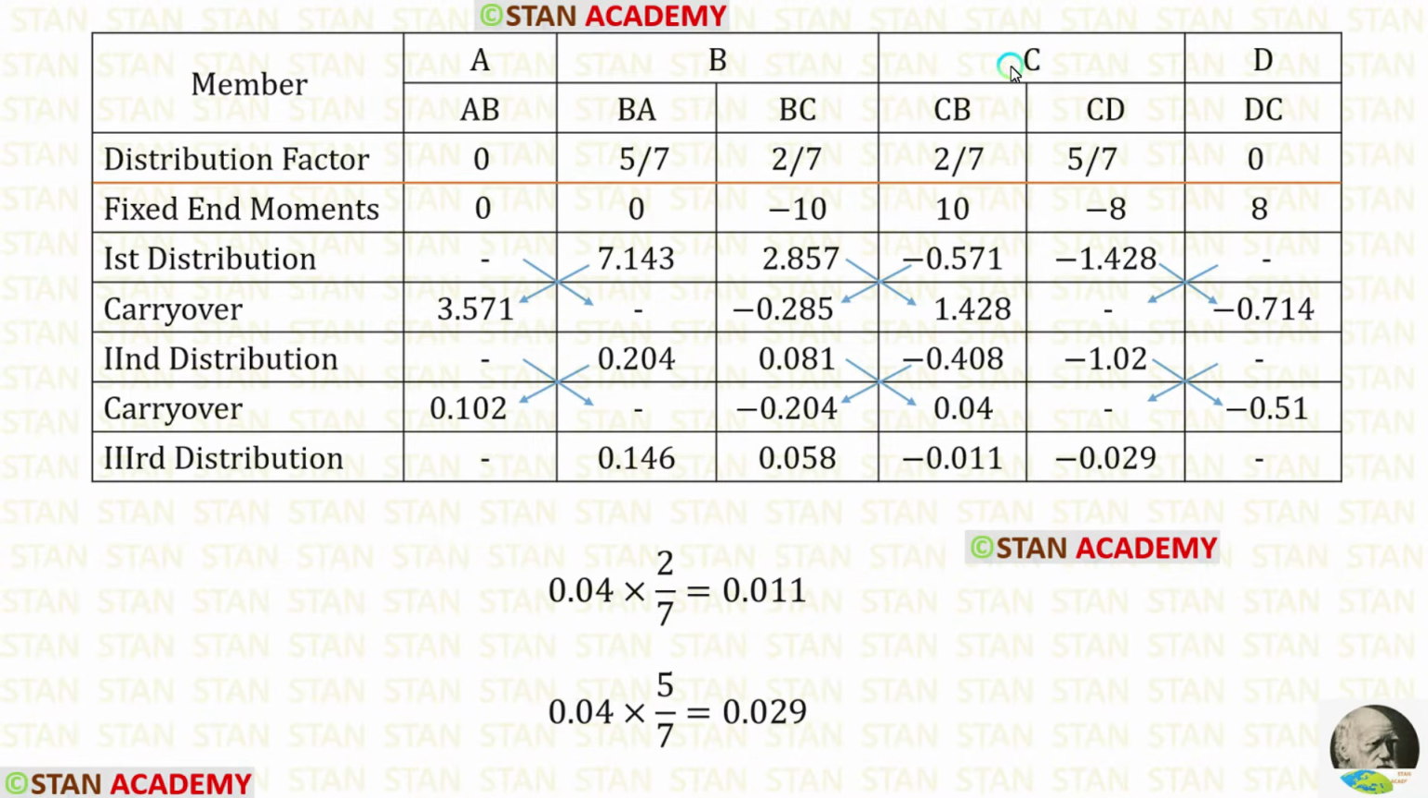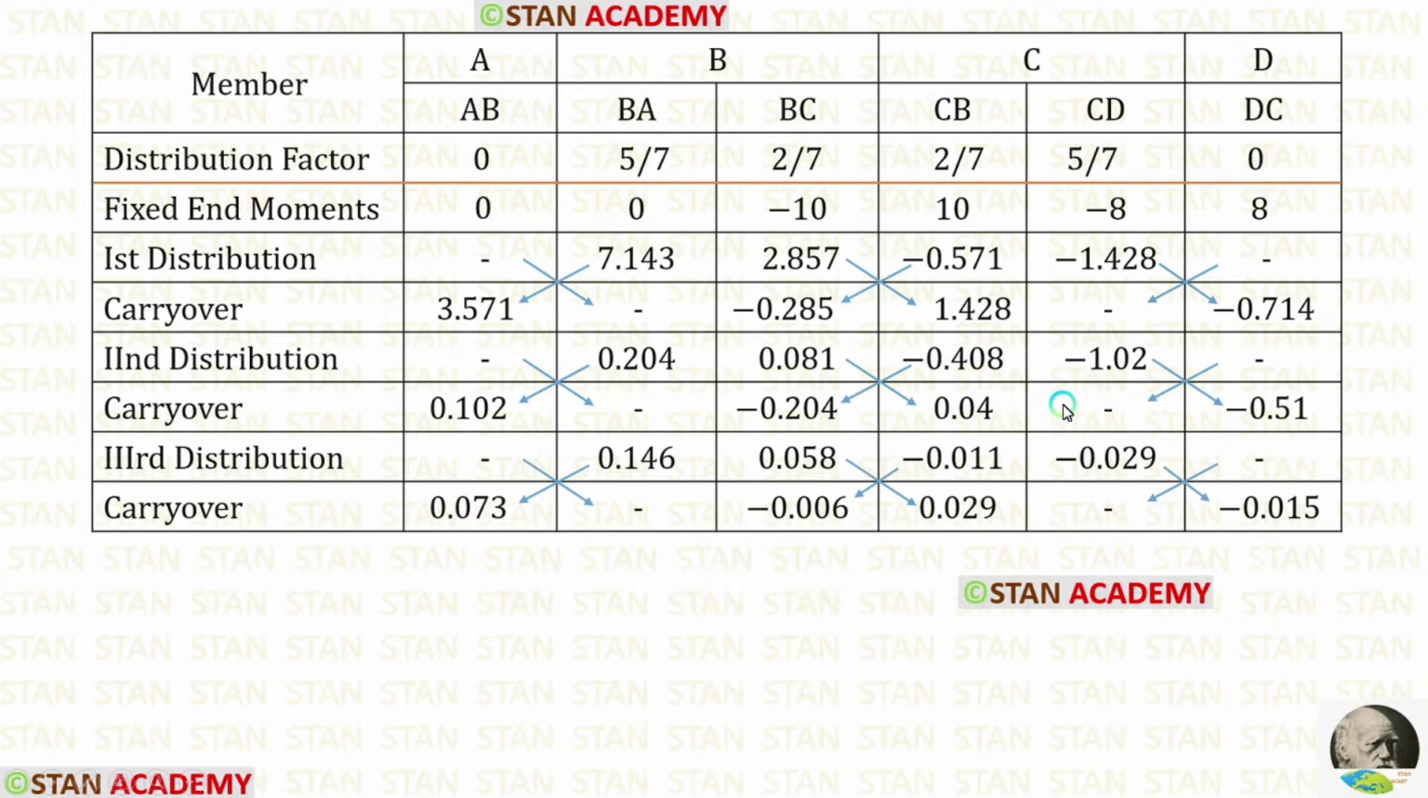Now let us do the third distribution in the joint C. For that, we have to multiply this value with the distribution factors. When we do that, we are getting positive values, so we have to enter them as negative.